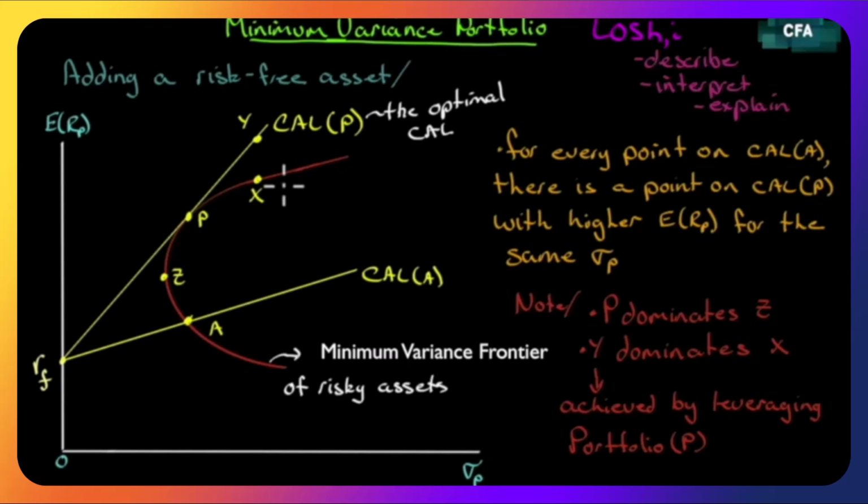So all I've done here is add a risk-free asset. Here's the return on the risk-free asset. If I plot the point, remember, this is point A. It has a specific return, but it has risk. Here's the risk-free asset. It has a specific return, but it has no risk. So I just plot the point.